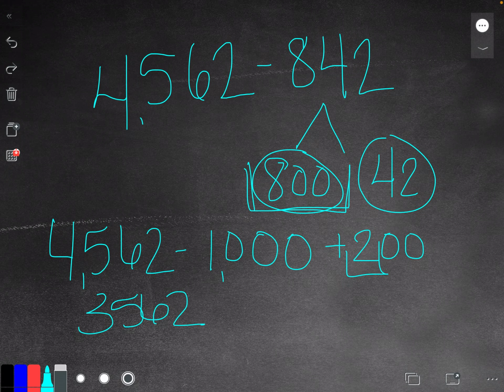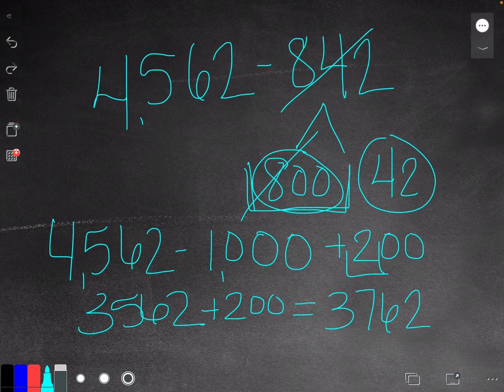So looking at this, we need to add back in that 200. What I tend to do is cross off these numbers as I use them. So I know 842 I am done with because I broke it up into 842. 800 I am now done with because I'm going through the rest of the math for that. That's going to be 3,762. And now I am left with 42.